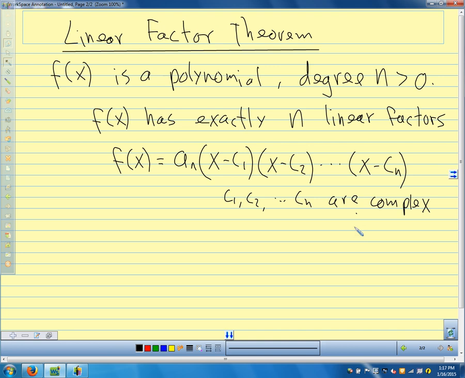And we said real numbers are complex numbers also. So this could be x minus 3, x minus 5, x plus 1, and so on, but some of them could be complex. So adding the complex numbers to our real numbers gives us all the numbers we need to completely factor any polynomial, which is a pretty powerful thing.